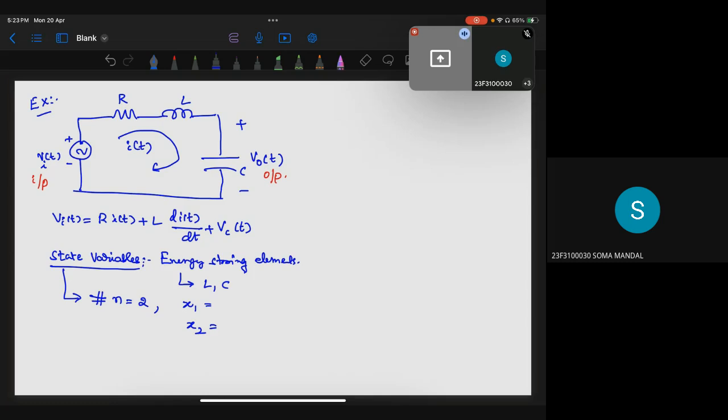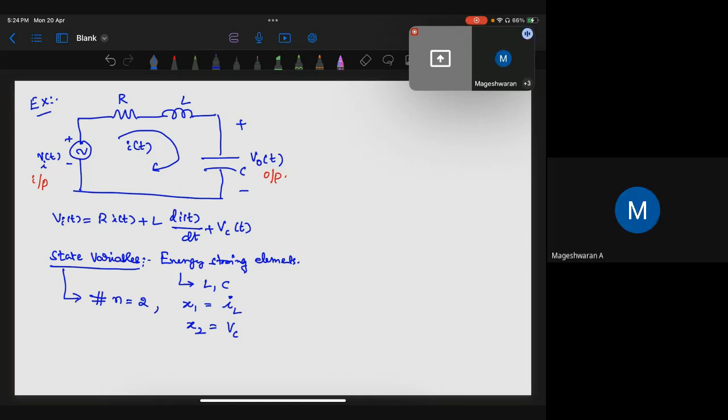Basically, when we see inductor and capacitor, inductor behavior we talk about with current, and capacitor with its voltage, because inductor energy changes with current and capacitor energy changes with voltage. That is how we choose these state variables. The number of state variables is 2, equal to the number of energy storing elements. So these are the state variables. Is this clear? Any queries?